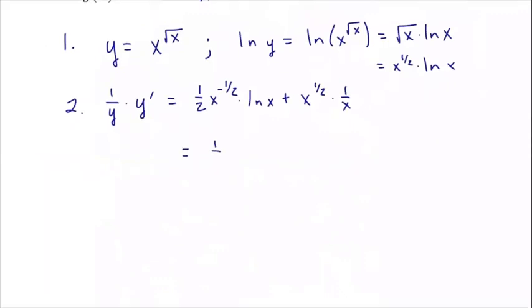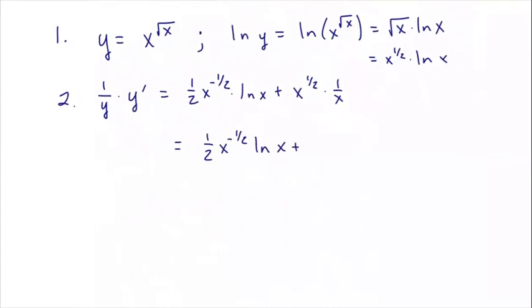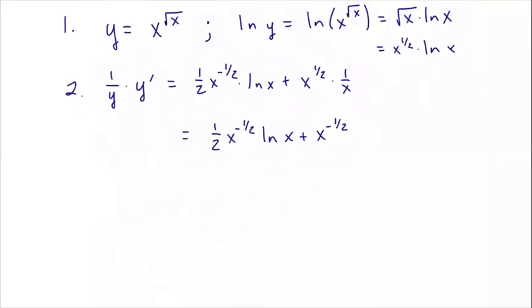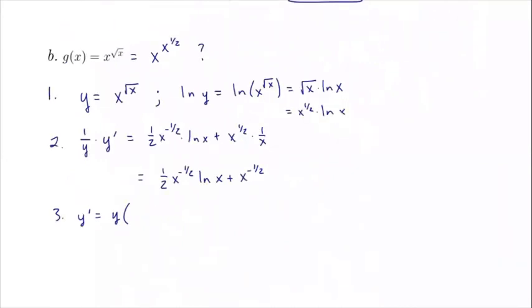We'll have 1/2 x to the negative 1/2 natural log x plus x to the negative 1/2, right? This is x to the negative 1 times x to the 1/2. 1/2 minus 1 is negative 1/2. So there we have that. And then we're going to multiply both sides by y in order to solve for y prime. So then step 3 is y prime is equal to y times, just make a copy of all this other stuff here.